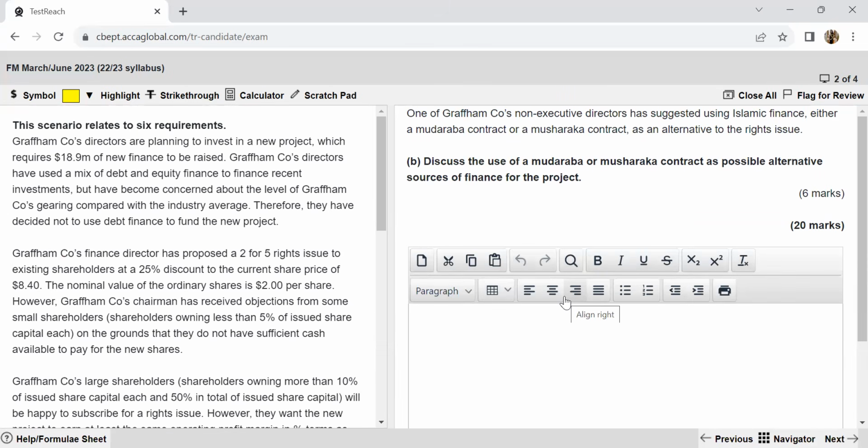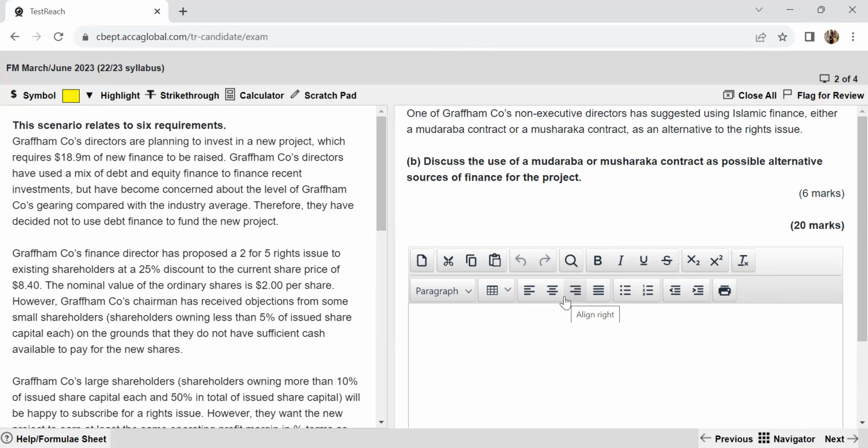This is a 6-marker requirement. One of Graffham company's non-executive directors has suggested using Islamic finance, either a mudaraba contract or a musharaka contract, as an alternative to the rights issue. Discuss the use of a mudaraba or musharaka contract as possible alternative sources of finance for the new project.